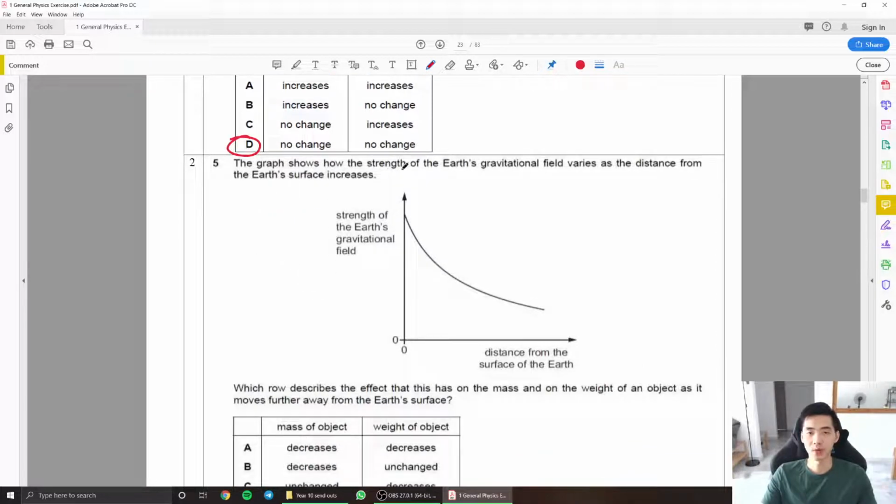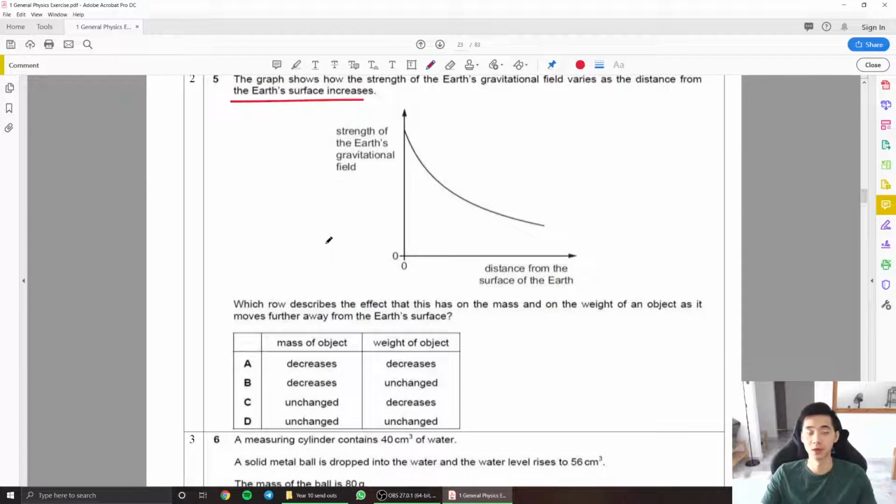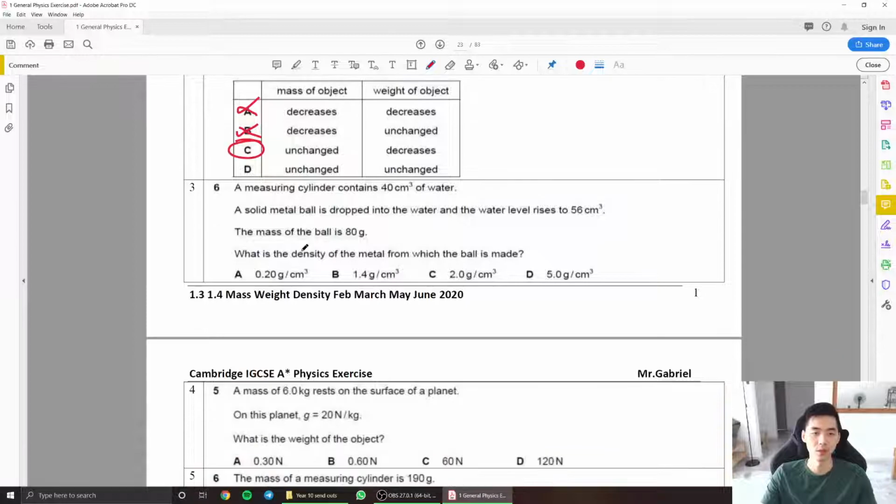The graph shows how the gravitational field strength varies with distance from the Earth's surface. Basically, they're saying that the further you are away from the surface of the ground, the less the gravitational field strength is acting on the object, thus making you weigh less. Describe the effects that this has on the mass and the weight of an object as it moves further away from the Earth's surface. Mass is definitely not going to change. The weight is definitely going to decrease simply because the gravitational field strength decreases.